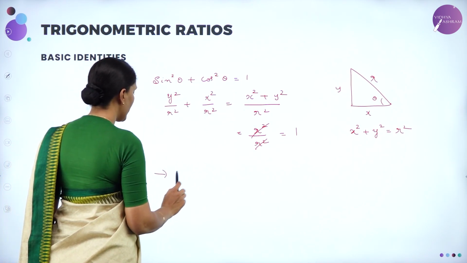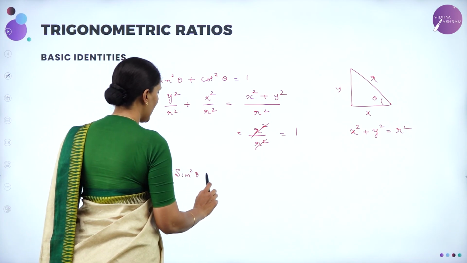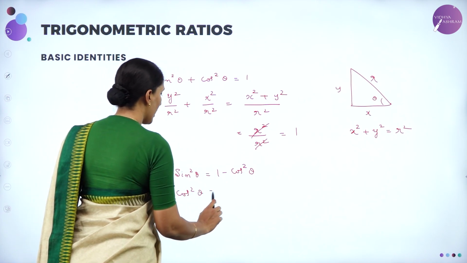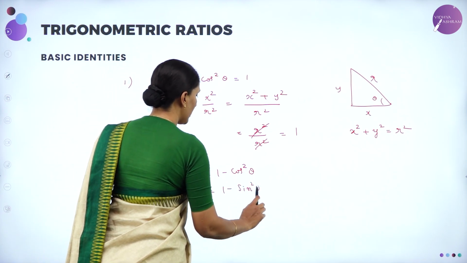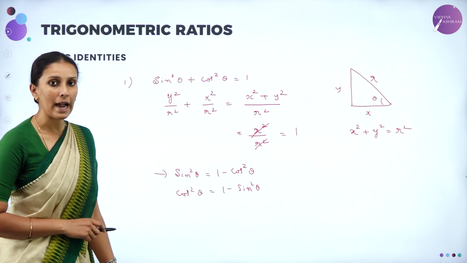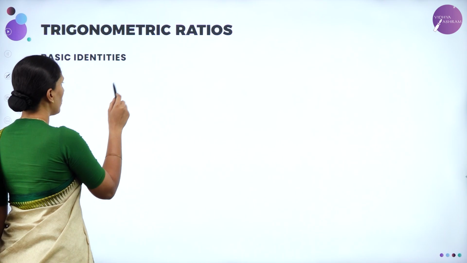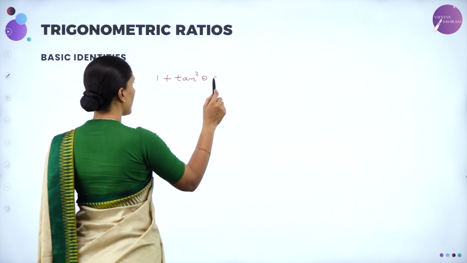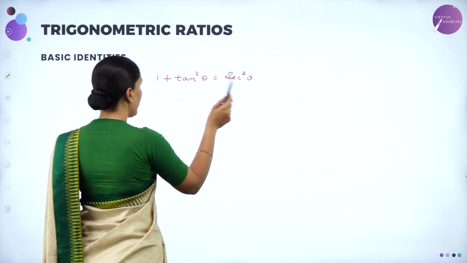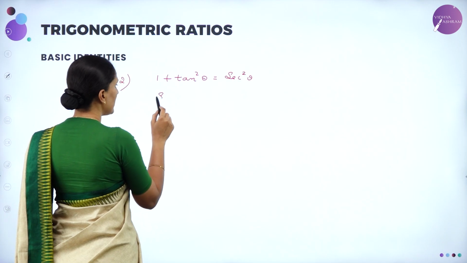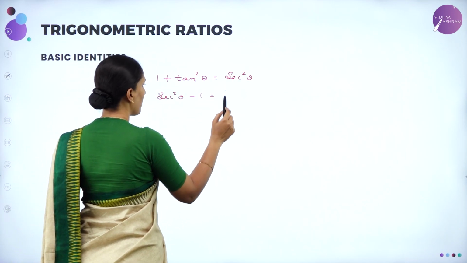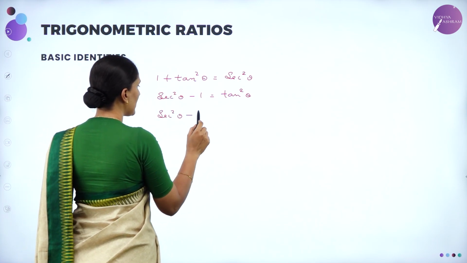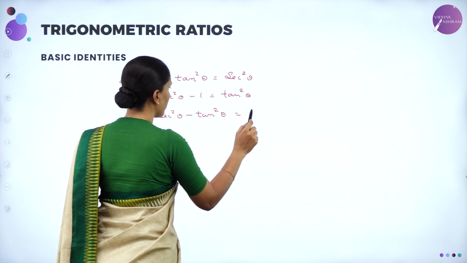Now we can also convert this sine square theta as 1 minus cos square theta, or cos square theta as 1 minus sine square theta. So we can interchange the basic identities. Other than this, we also have one more identity, that is 1 plus tan square theta is equal to secant square theta. So wherever it is necessary, we can change. So secant square theta minus 1 can be written as tan square theta, or secant square theta minus tan square theta is equal to 1.